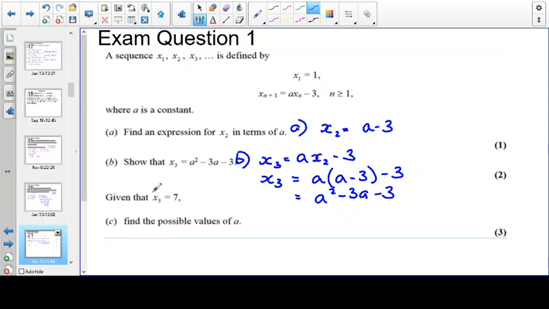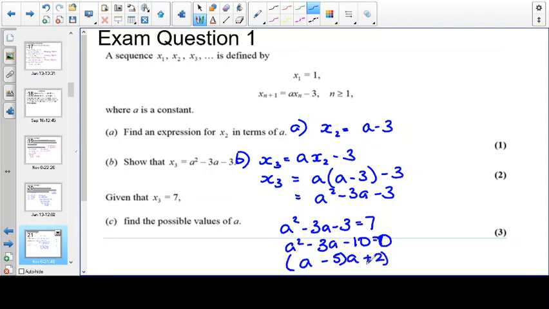Part C, given that x3 equals 7. So we now know that this equals 7. So we put it equal to 7, then we just have a quadratic that we can factorise. So a minus 5 and a plus 2 in brackets. So that tells us that a can be 5 or a can be minus 2, and those are our answers.